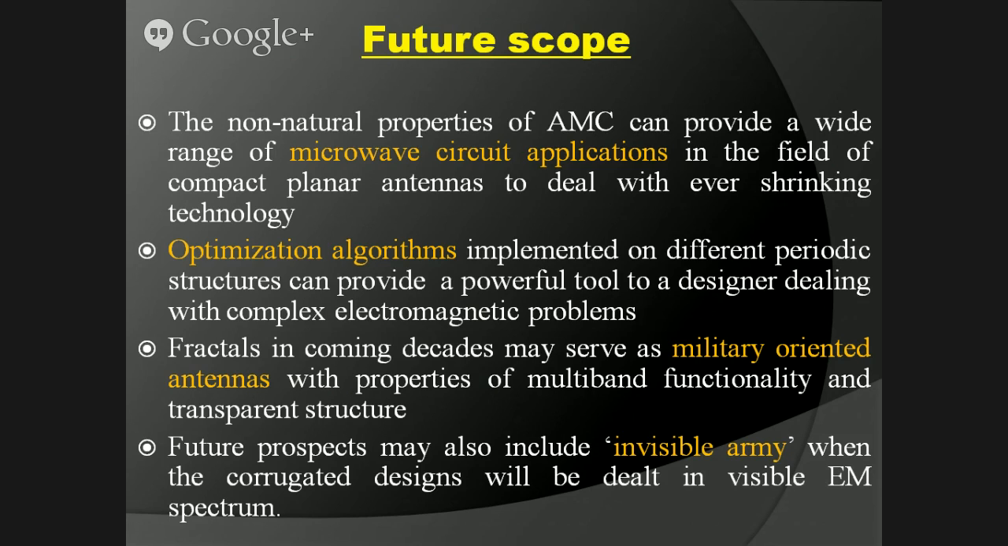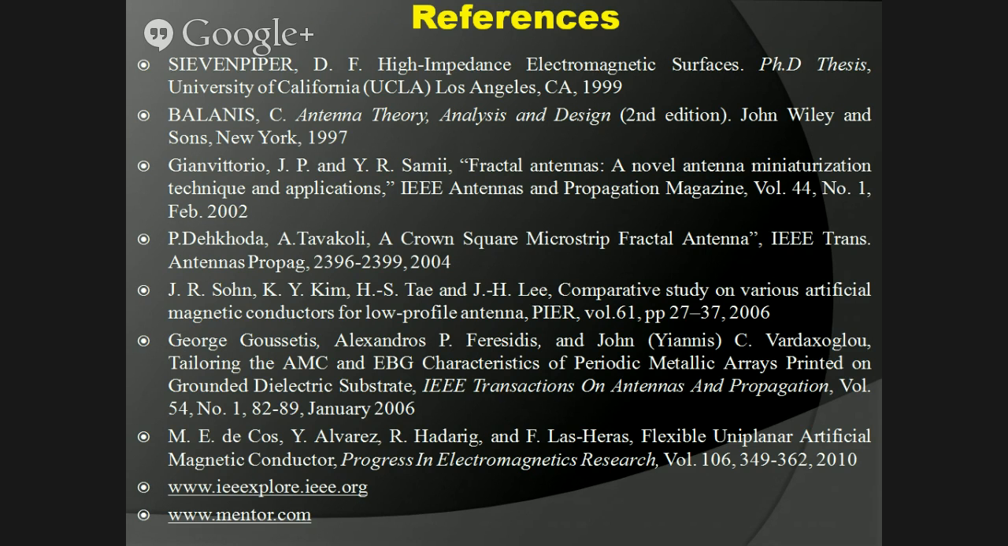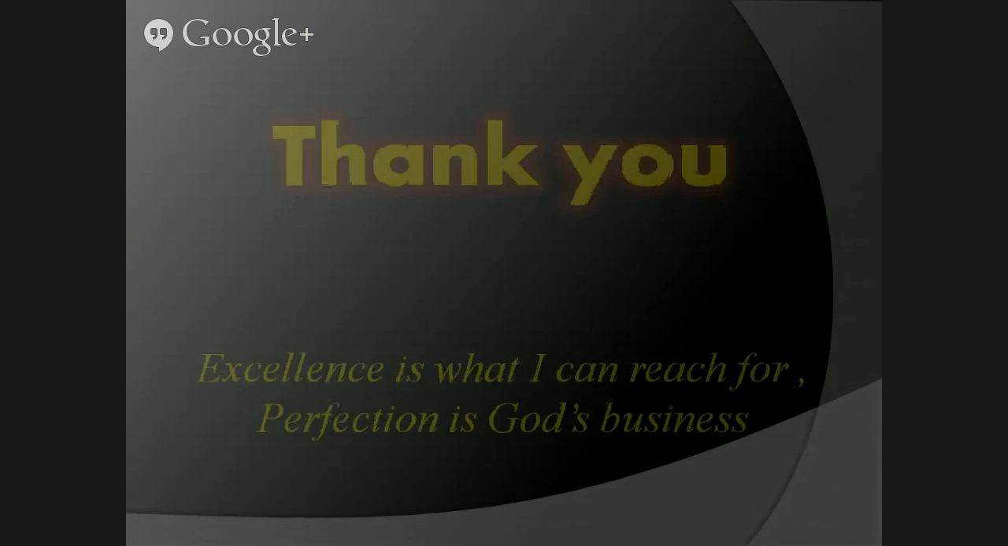If we look at very far away applications, I could find that these AMC structures, or fractals, can be used for military oriented antennas with the properties of multiband functionality and their transparent structure. The last prospect which I found very fascinating was that if these corrugations are dealt with in the visible electromagnetic spectrum, they could be used for an invisible army, which I have studied as a future scope. These were the references that could help me pursue my work. Thank you.